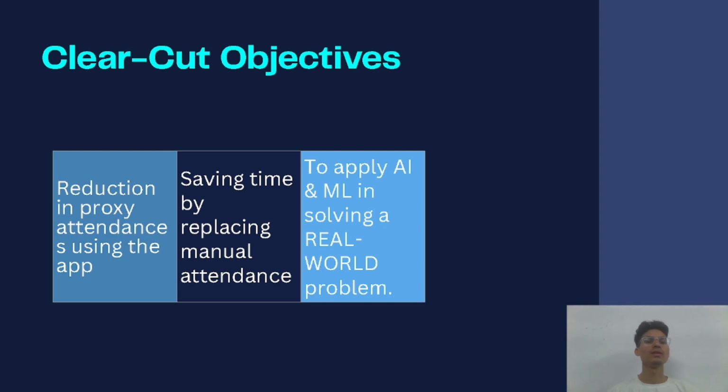Talking about the clear cut objectives, as you would have understood, first of all, reducing the proxy attendances which students mark using the attendance app. Next, saving time by replacing manual attendance, and at the end, of course, applying AI ML in solving a real world problem.